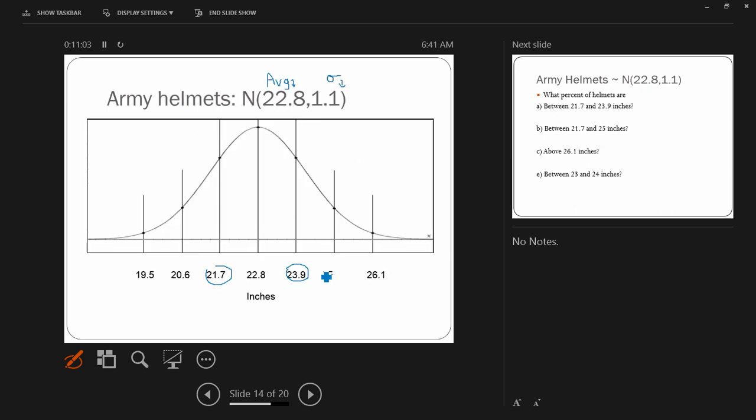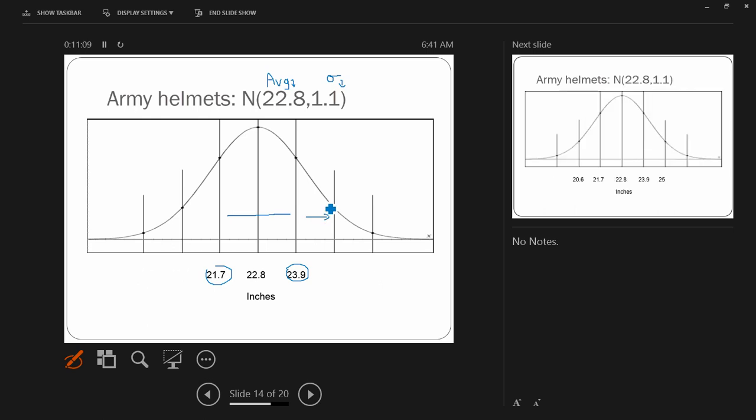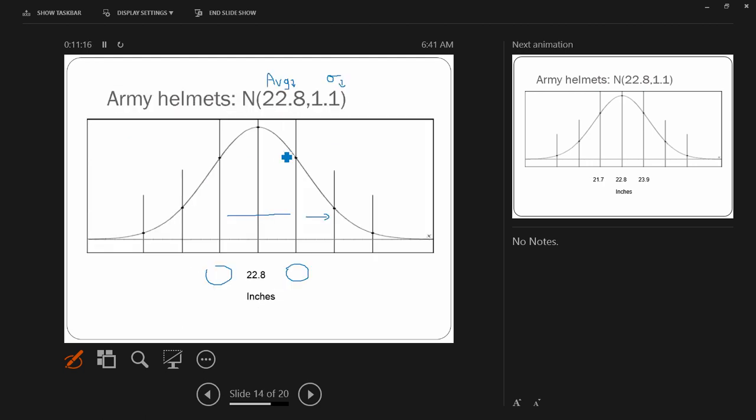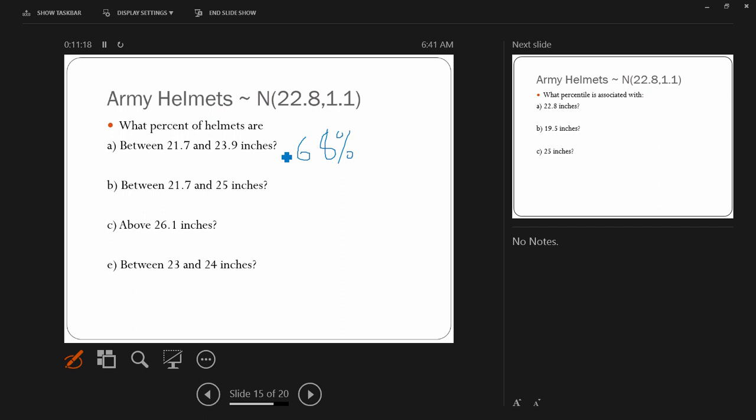All right, between 21.7 and 25. So we got the 68% plus another, if you remember, that's 13.5% from before, right? So we do 68 plus 13.5 puts me at 81.5%.